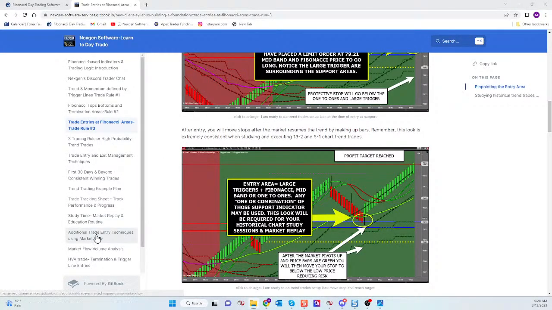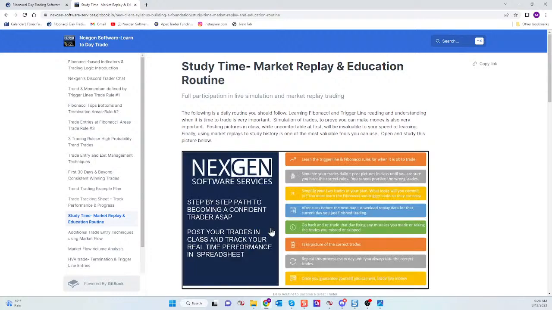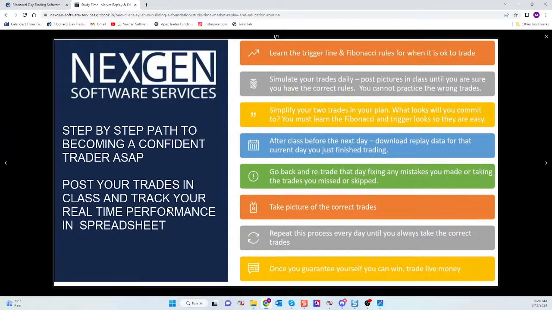So there's a very definite path to becoming a confident trader, guys. The first is posting your trades in class. Everything you do, post your trade in class. Let's talk about it. Win, lose, or draw. Show me what you're doing. I'll give you feedback. Together we'll work to get to where you want to be.